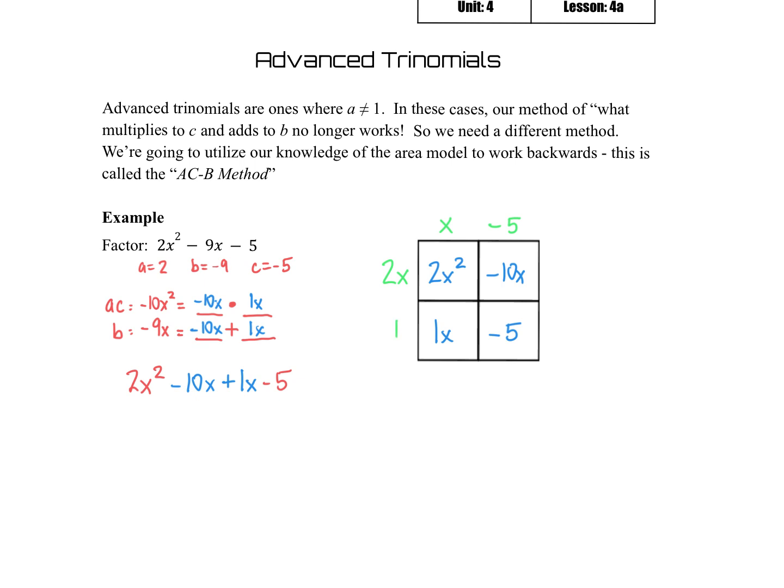And then I check. For the very last piece, I check. Is negative 5 times 1 negative 5? Yes. So that means I'm good to go. So my two factors are 2x plus 1 and x minus 5. And that's it. That's all you got to do. Feel free to rewatch this video a few times so that you can get those steps down.